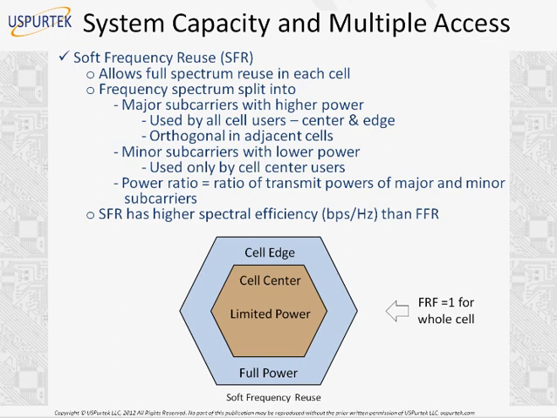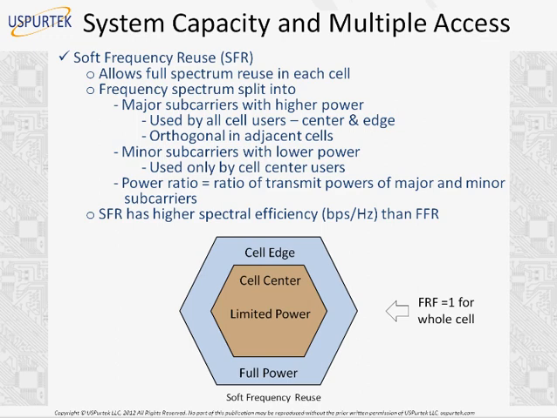So in soft frequency reuse, what happens? We allow full spectrum reuse in each cell. Here you see FRF is equal to 1 for the full cell. You have cell center users with limited power and cell edge users with full power. You divide the frequency spectrum into major subcarriers, which have higher power and are used by all cell users, center and edge, and are orthogonal in adjacent cells. Here the word orthogonal is important. Orthogonal means that the adjacent cells have a different frequency allocated for those users.